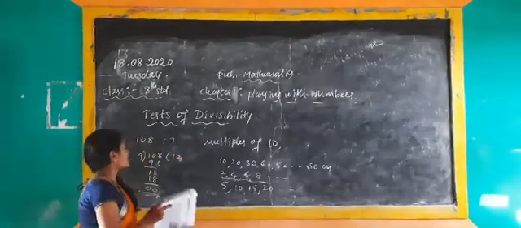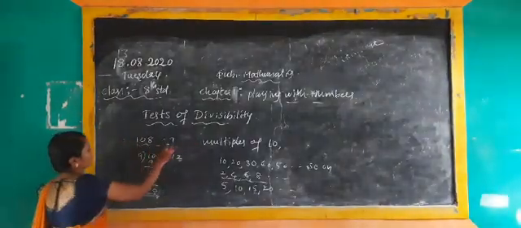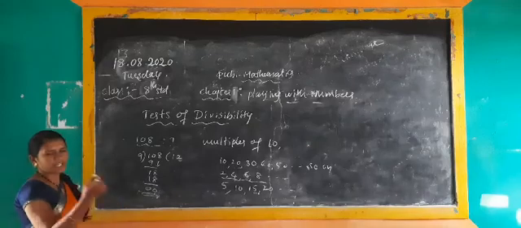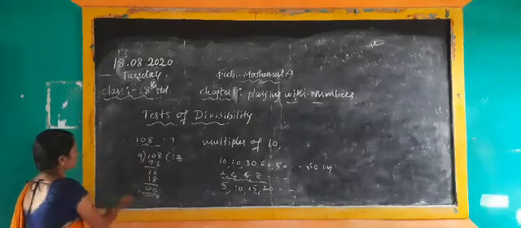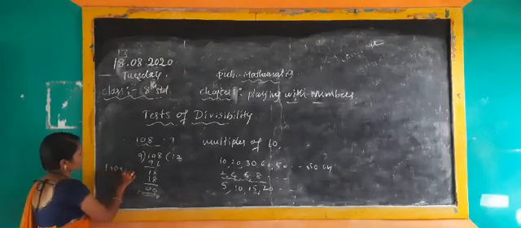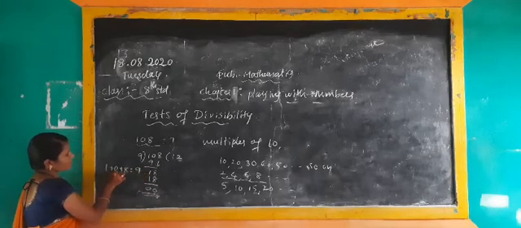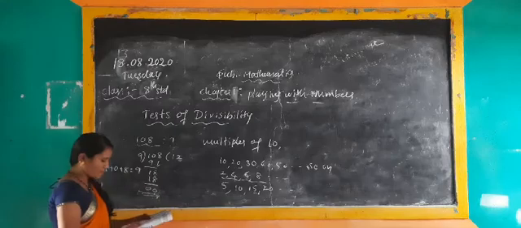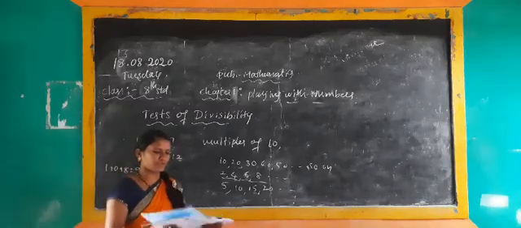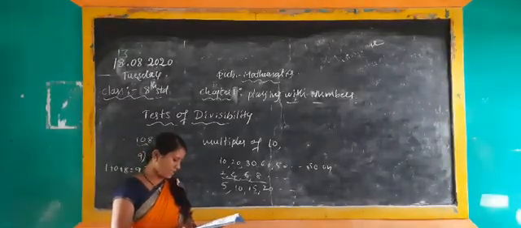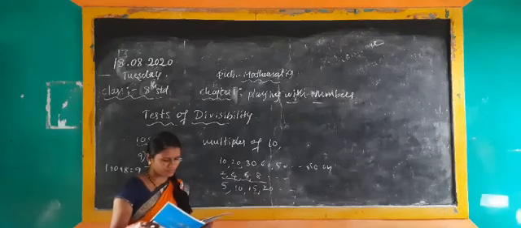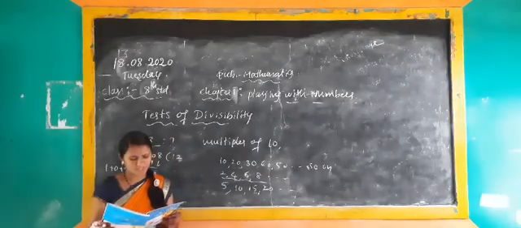Here is one example. Here I have considered 108 divided by 9. If I know the rule, for 108 you just have to add 1 plus 0 plus 8. 1 plus 0 is 1, 1 plus 8 is 9. 9 is divisible by 9. Yes or no? Like that, here some rules are given.